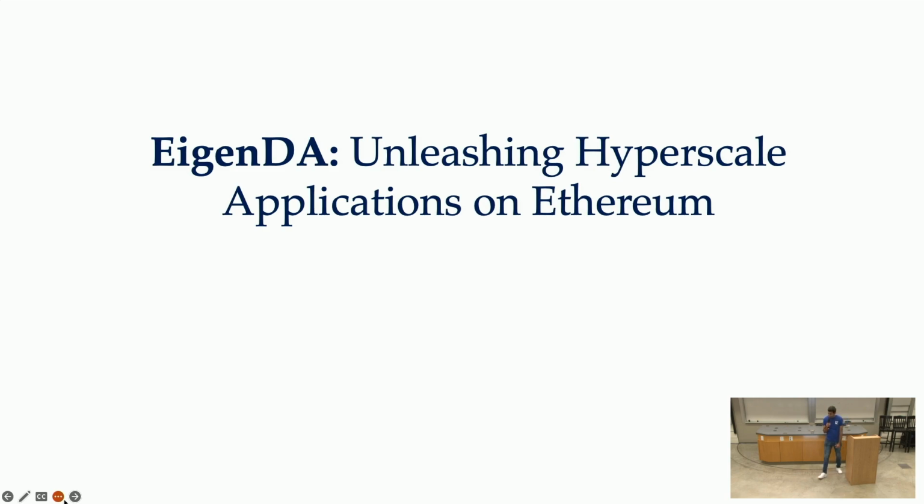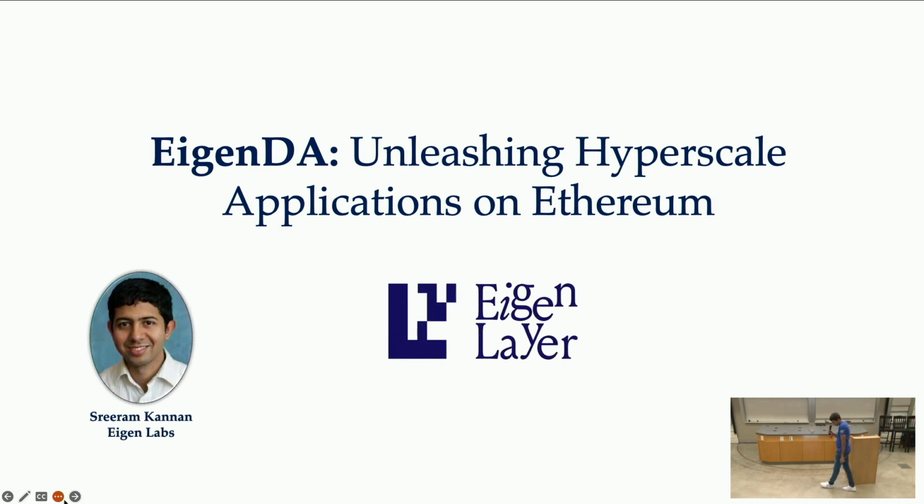Good morning, everybody. Today I'm going to talk about how we can use EigenDA, Eigen Data Availability, which is a service built on Eigenlayer, to unleash hyperscale applications on Ethereum. A brief intro, I'm Sreeram. I started the Eigenlayer project a little more than 2 years back, and have been working on blockchain for much longer at the University of Washington, Seattle, where I ran the UW Blockchain Research Lab.